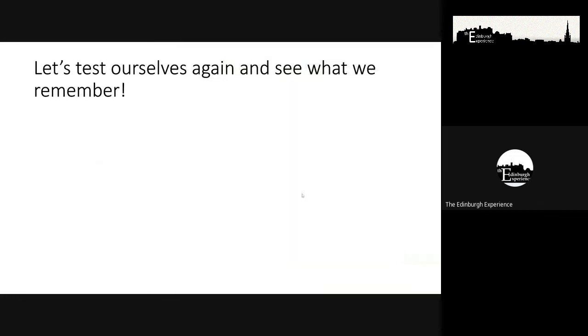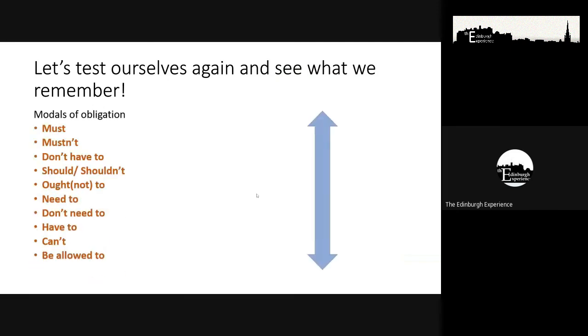Okay, so we're going to test ourselves again and see how much you can remember. We had a big collection of modal verbs that we wrote down before. Let's do it again. Take another minute. See if you can remember more than you wrote the first time. Okay, go. So these were the ones that we had, okay? And we're going to see if we can put them correctly on the scale. So let's see if we got these correct.